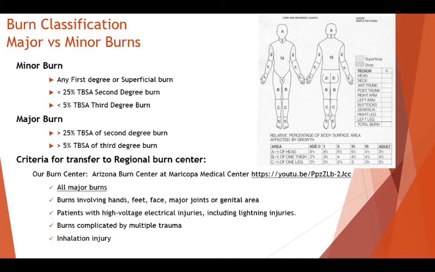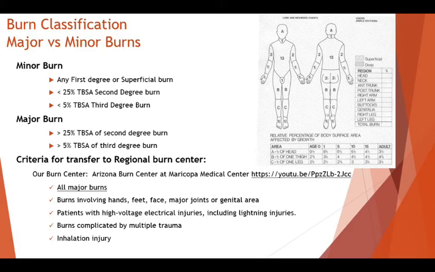It could be the chest and half of an arm. Still quite a bit, but if it's second-degree burn or less, it's still a minor burn, and less than 5% of a third-degree burn. Major burns, of course, are anything greater than 25% second-degree burn or anything greater than 5% third-degree burn. And this is important because any major burns are going to be transferred to a regional burn center.